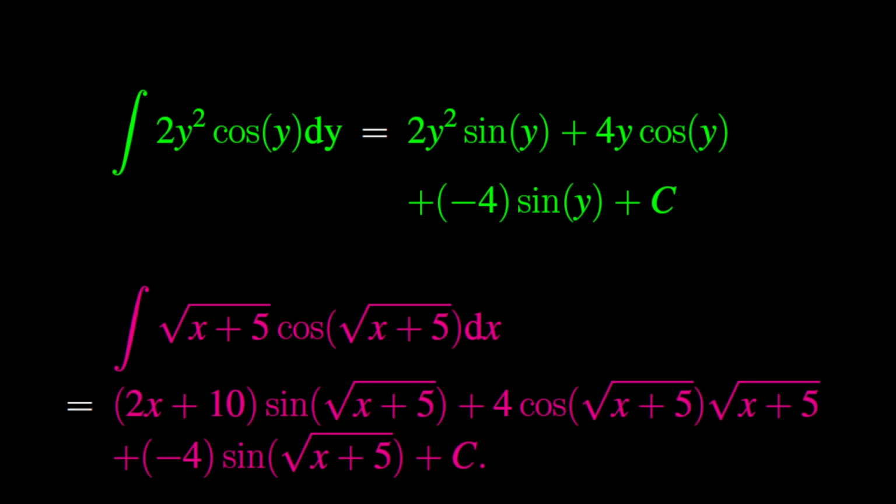In sum, when we replace y by square root of x plus 5, we see that the original integral of square root of x plus 5 times cosine of square root of x plus 5 dx is equal to 2x plus 10 times sine of square root of x plus 5, plus 4 times cosine of square root of x plus 5 times square root of x plus 5, plus minus 4 times sine of square root of x plus 5 plus a constant of integration c.